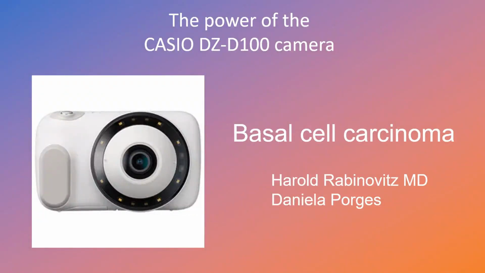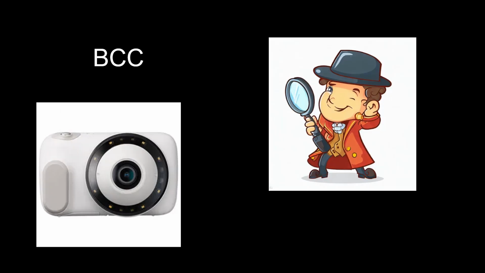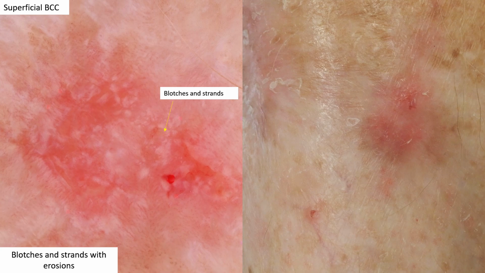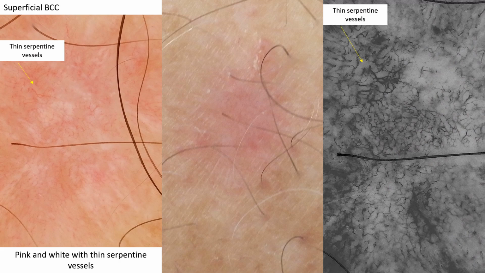The CASIO camera's unique tools enhance the dermoscopic features seen with basal cell carcinomas. So let's look at some case examples. Our first case is this pink lesion, and it's really non-diagnostic clinically. Dermoscopically, however, it's characterized by these blotches and strands as well as some erosions, and this is characteristic of a superficial basal cell carcinoma.